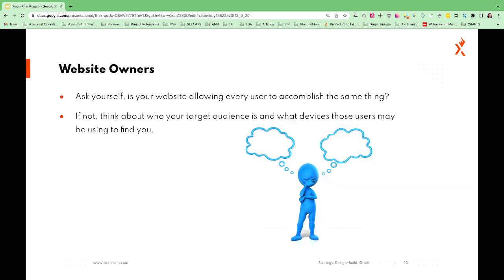Okay, now this is a question to everyone. Ask yourself, is your website allowing every user to accomplish the same thing? Are we doing it? And the next one is, if not, it's time for us to target the audience, keep them in mind, and consider what devices those users can be using to find it. So ensure that we are keeping this in mind when we are developing the site. This is the first thing, it should be in the objective.